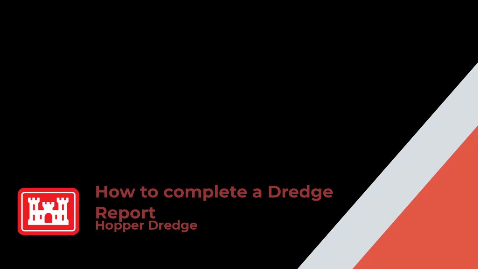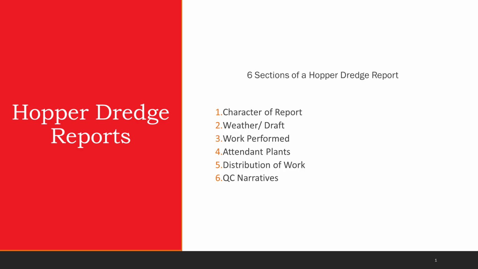Welcome. The topic for this RMS support tutorial is how to complete a Hopper Dredge report. Now let's get started. The Hopper Dredge report consists of 6 sections that document the day's use of the dredge.